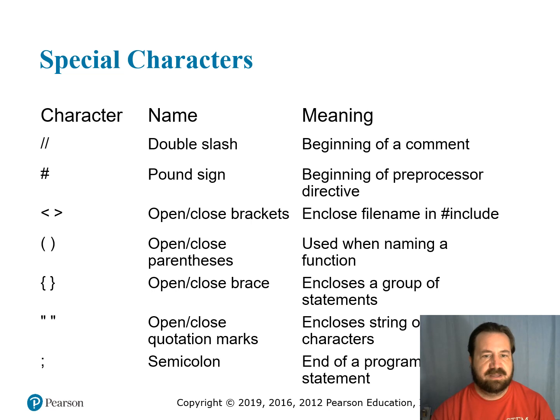There are angle brackets, sometimes called diamond brackets, that operate on the file names that we want to include with pound include. There are parentheses that are used to name a function. They're also used to group together related statements, or higher priority statements in a mathematical function. They have several different uses in C++ depending on context. And then these curly braces enclose a group of statements into a code block, in this case to constitute a function called main.